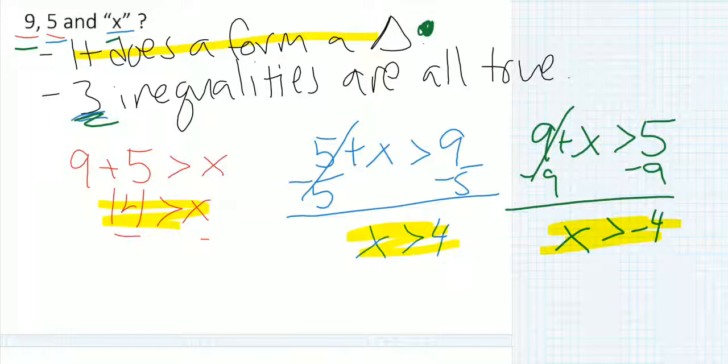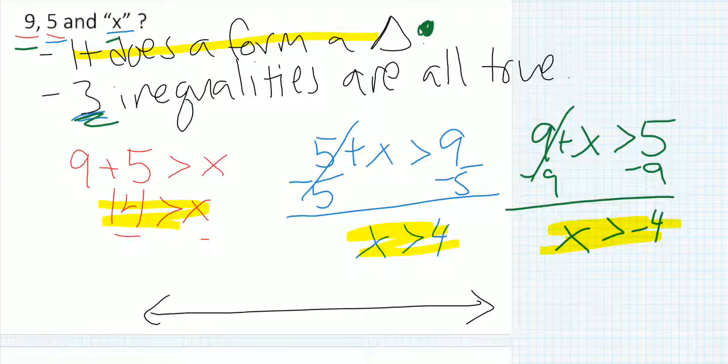So one of the things that helps me out here is let's create a number line. And basically what I'm going to do here is highlight all the different things that x can be. If you notice, we have a 4, we have a -4, and a 14.